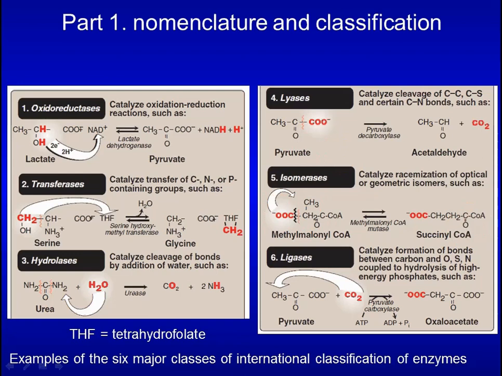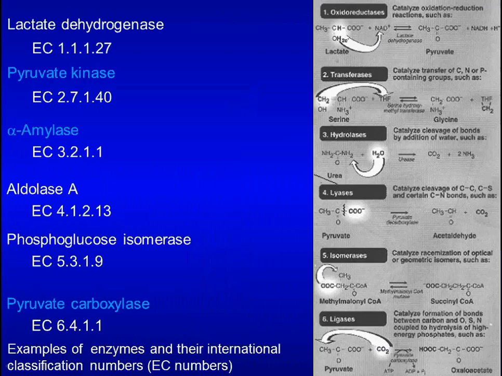Sixth class, ligases, catalyze formation of bonds at the expense of energy, such as addition of carboxyl group by a carboxylase. Each enzyme has its unique identity number or EC number. The first number represents the class of the enzyme. We only need to pay attention to the first number. When you are given an EC number, you are expected to know which class this particular enzyme belongs to.